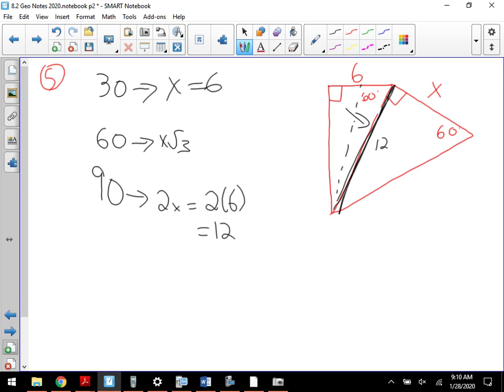Would you be wrong if you wrote this was 6 root 3? No, you just didn't need that side length in the diagram. It's extraneous, it's extra information, you don't need it. Extraneous is a solution that doesn't work. Anyway, that's why I teach math, vocab.